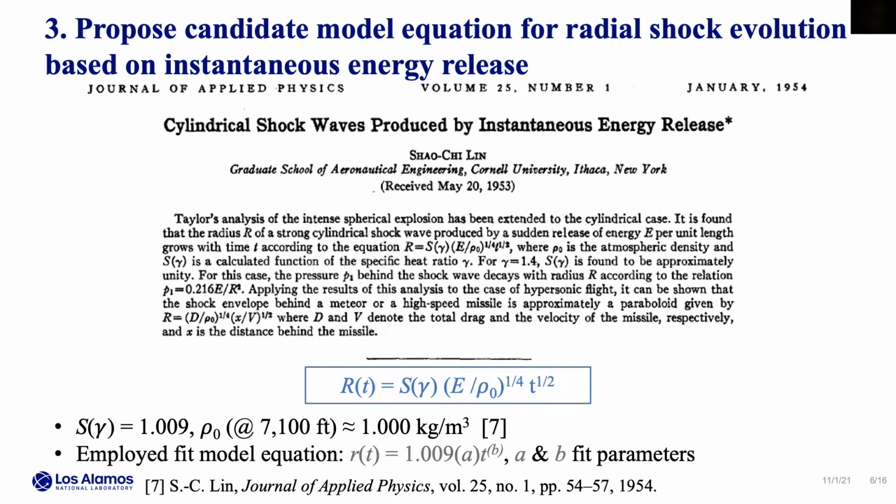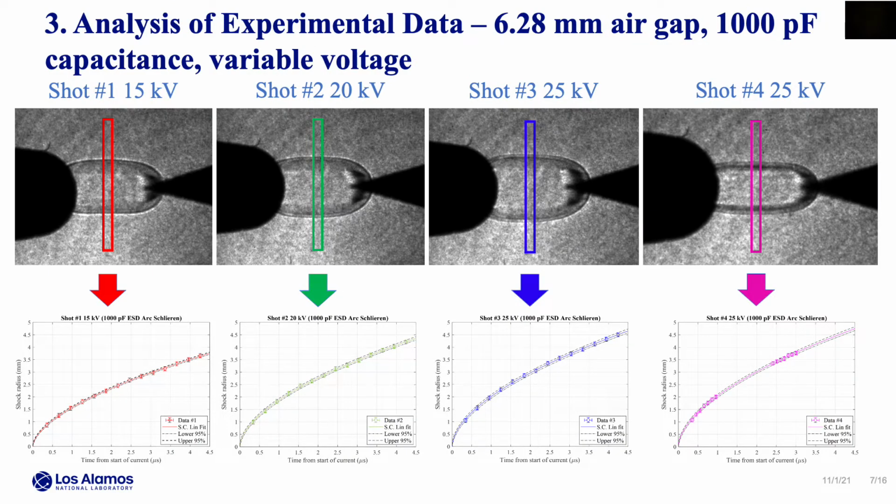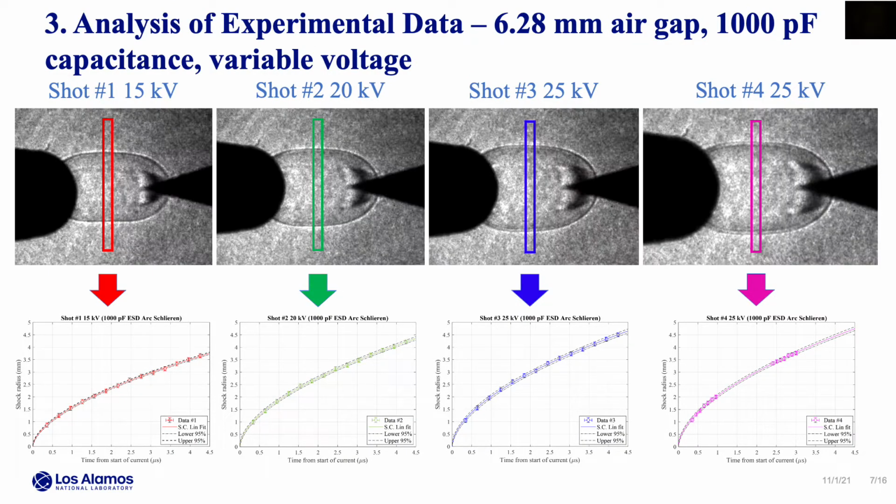We calculated shock front location from experiments compared to the strong shock radius fit proposed by Lin. From this fit, we directly calculated energy going to hydrodynamics, see the center equation. We fit our proposed equation with variable A and B fit parameters to calculated shock front data. Four experiments were analyzed that exemplified characteristic shock dynamics across a range of voltages.